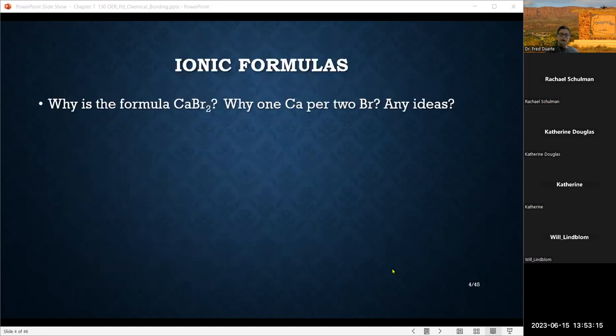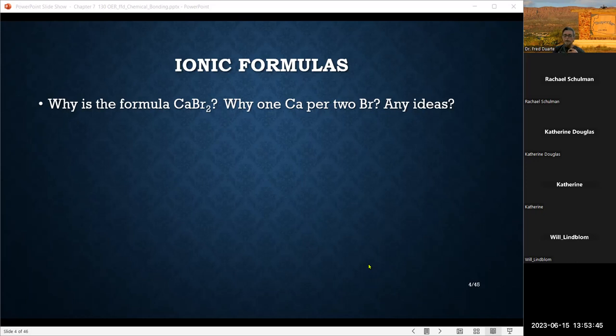Okay, so we're going to start working on writing ionic formulas. When we're writing formulas, two things can happen. You could be given a formula and asked to write the name, or vice versa, having the name, you need to write the formula. In this scenario, it's asking why is the formula CaBr2?